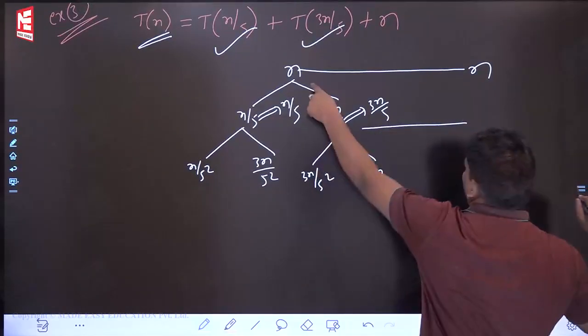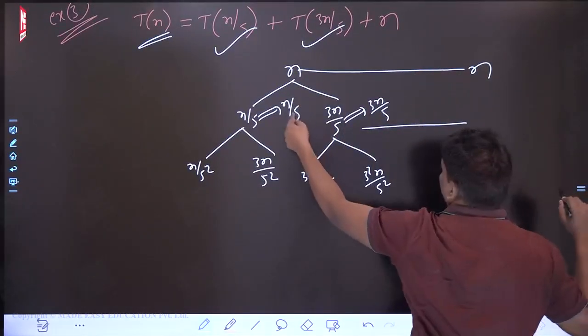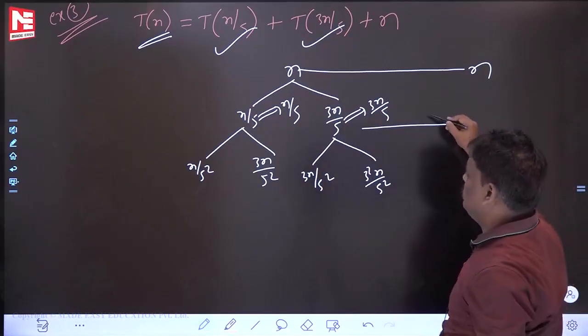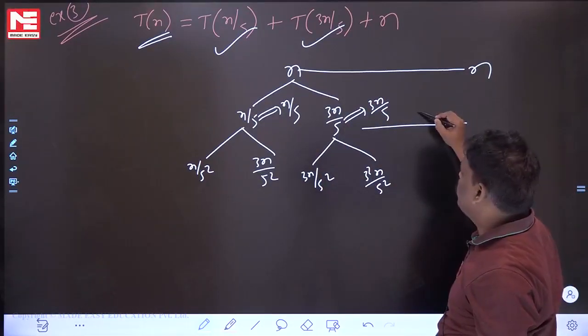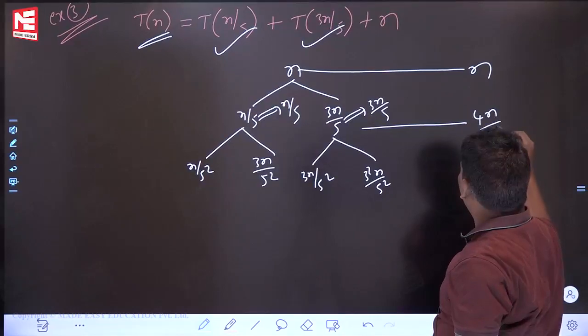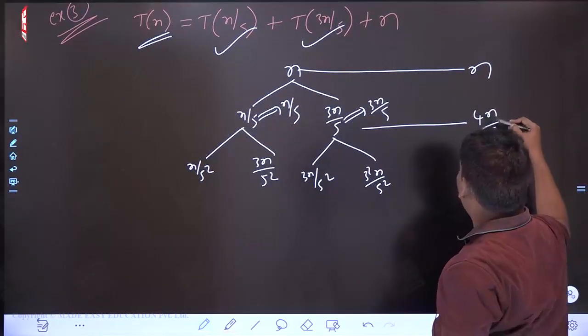Can you help me? What is the first level? Non-recursive term n. Second level, add this: n by 5 plus 3n by 5. How much? What is the answer? 4n by 5. First level n came, second level 4n by 5 came.